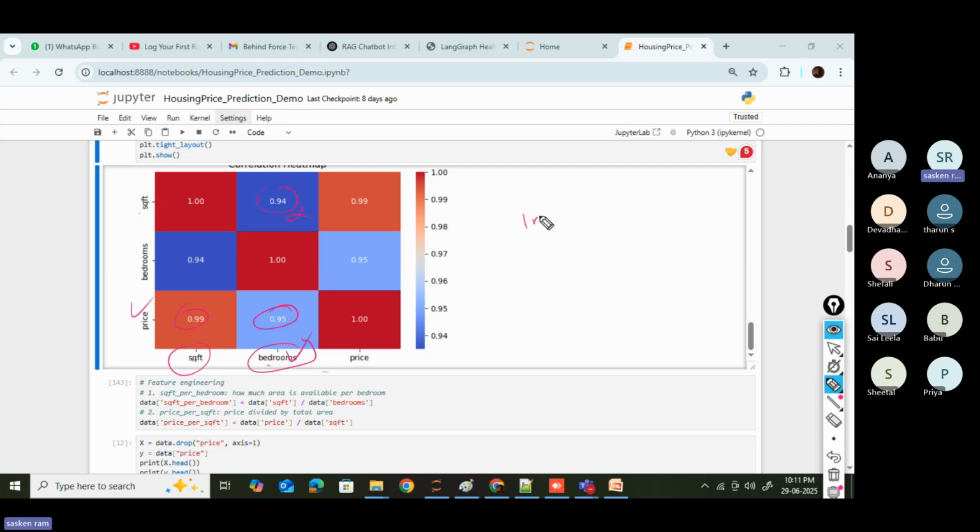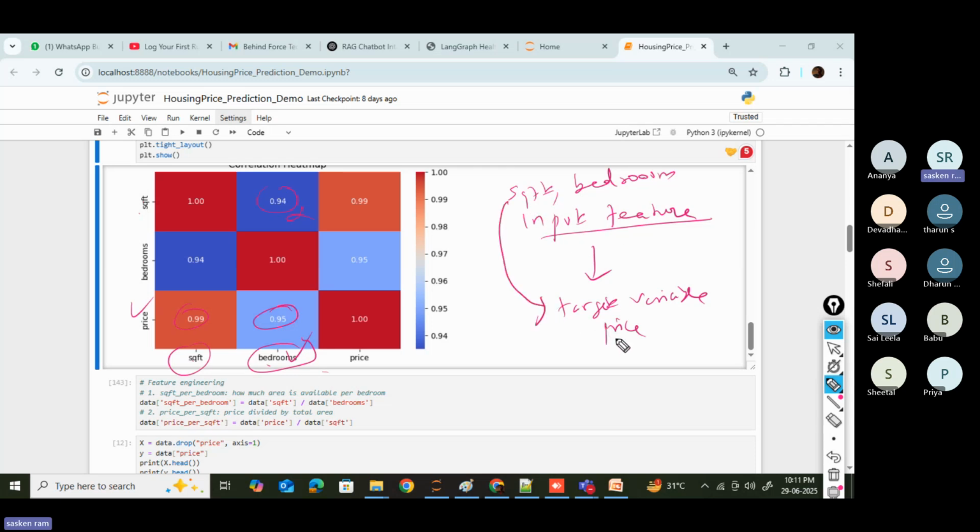See, the input feature should correlate well with your target variable. In our case, the target variable is price. So the input features like square feet and bedrooms, each independent variable or input feature should correlate well with your target variable price. But there should not be any correlation between these two. It is not correct. This is violating one of the assumptions of linear regression.